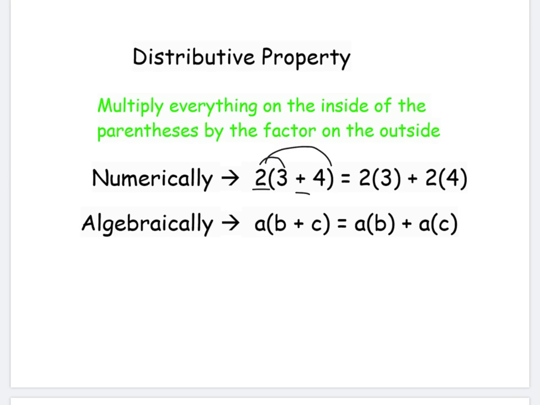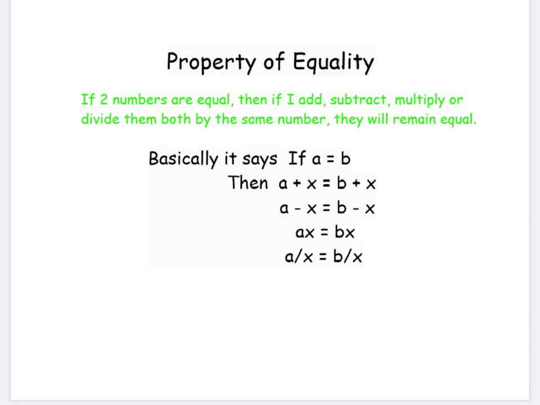If you have variables, however, like in the algebra example on the bottom, you cannot do the order of operations first. In the numeric example, I would have done 3 plus 4 is 7, 7 times 2 is 14, not 2 times 3 plus 2 times 4. Sometimes you cannot do that. If you have a variable inside the parentheses with a number, you cannot add a variable and a number because they're not like terms, which we'll get into more later. So I would have to multiply a times b and a times c and then add them together once I knew those values.